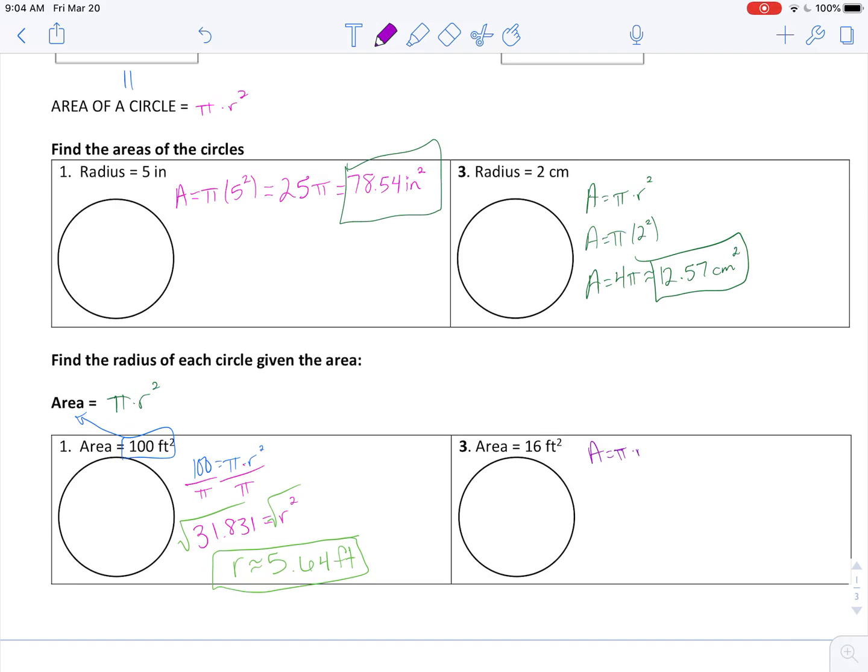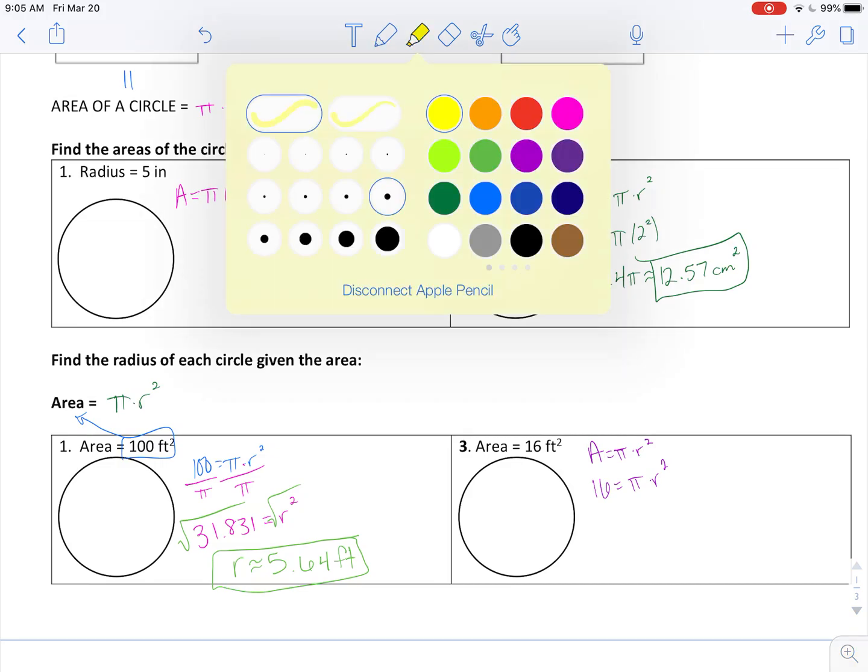All right, so area equals 16 feet. Area equals pi r squared. So where am I going to put this 16? Well, what is that 16? It's the area. So where do I put the area in my area formula? I'll put it here where the area goes. So 16 equals pi r squared.